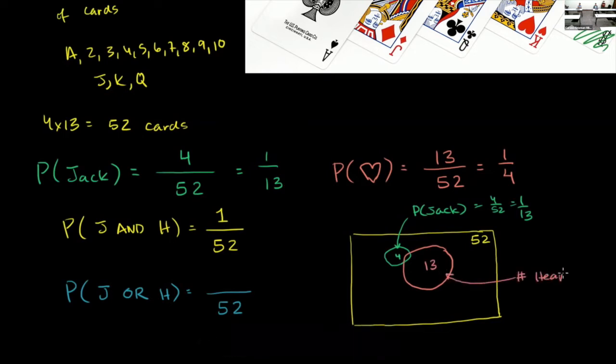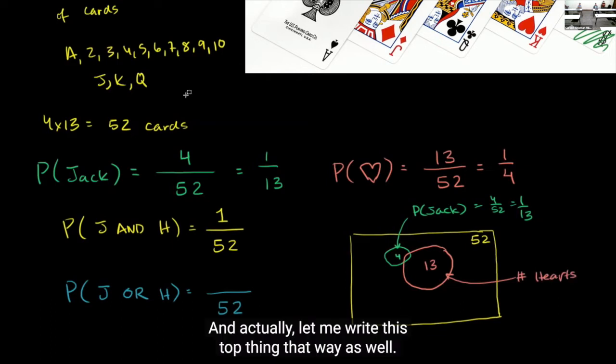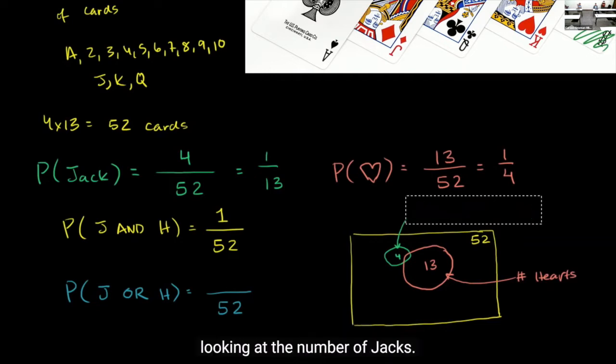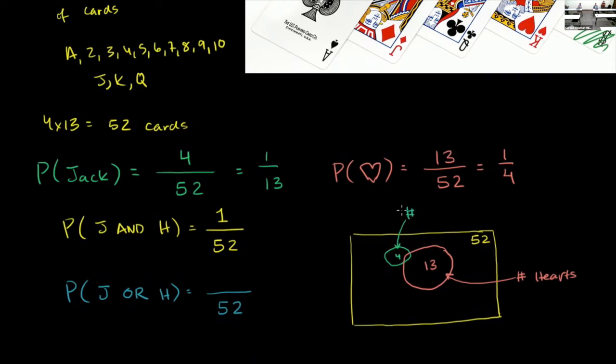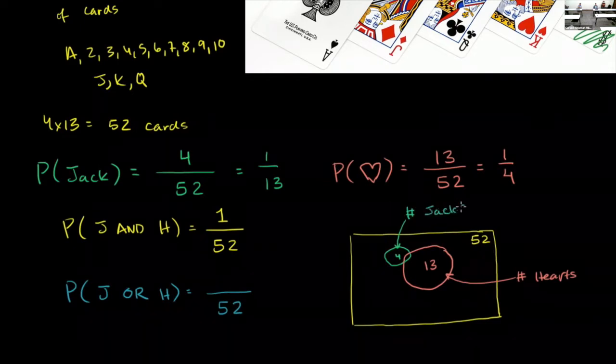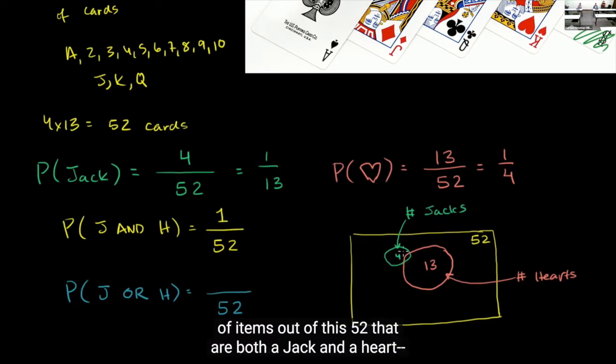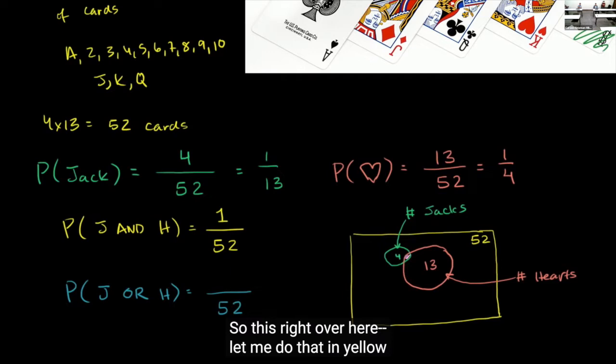Number of hearts. And actually, let me write this top thing that way as well. It makes it a little bit clearer what we're actually looking at. So the number of jacks. And of course, this overlap right here is the number of jacks and hearts, the number of items out of this 52 that are both a jack and a heart. It is in both sets here. It is in this green circle and it is in this orange circle. So this right over here, I'll do that in yellow since I did that problem in yellow. This right over here is the number of jacks and hearts.